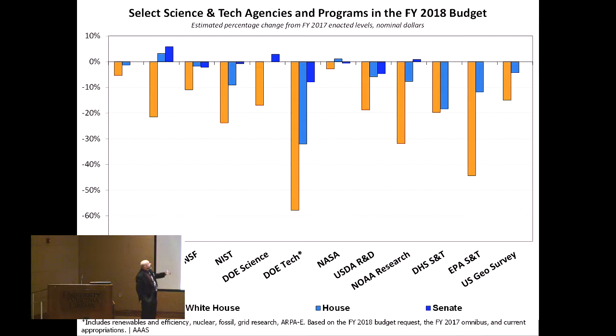NIH has done fine. NSF, Office of Science, have done okay. But then a lot of the applied programs, technology programs at DOE, DHS, certainly EPA, environmental research, a lot of the applied programs, the industrial competitiveness programs at NIST have been targeted. And again, that's pretty much what we'd expect.